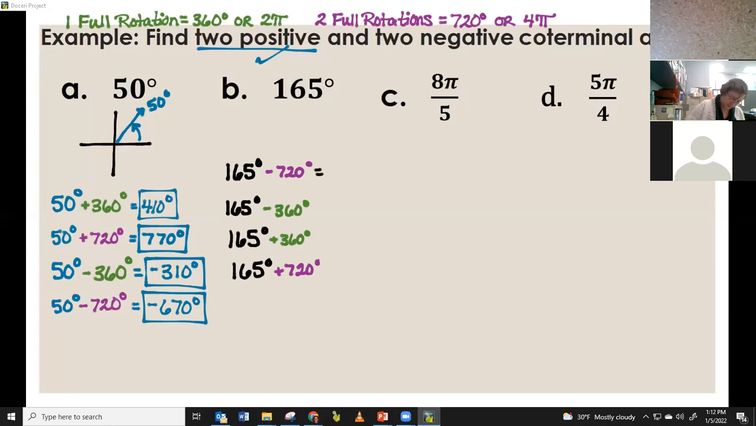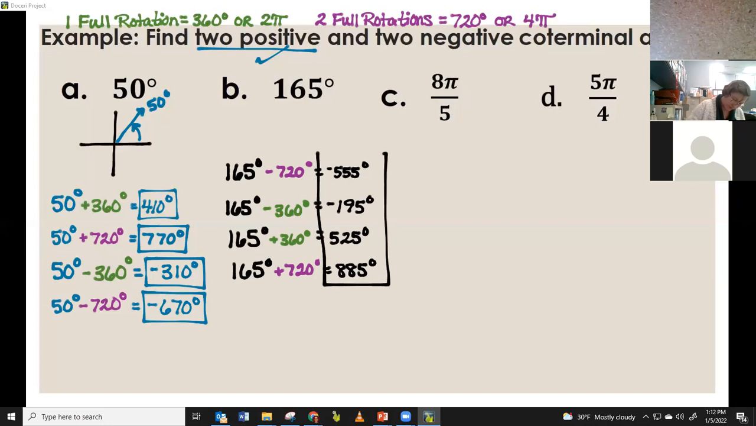So smallest would be negative 555, and then negative 195, positive 525, and a positive 885. And that's what I saw come through on pretty much everybody's. Okay, let's look at part C.